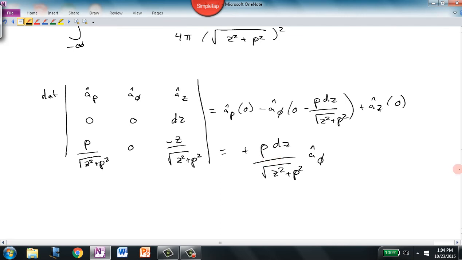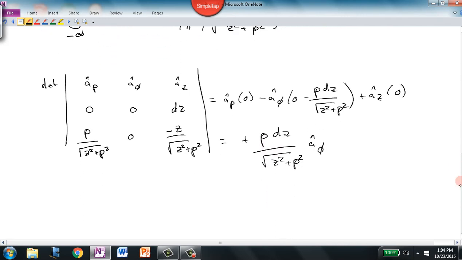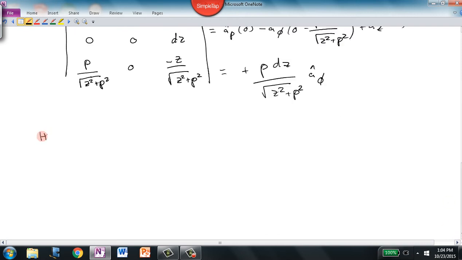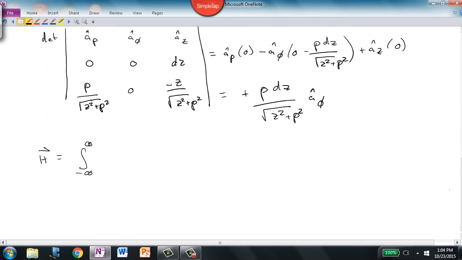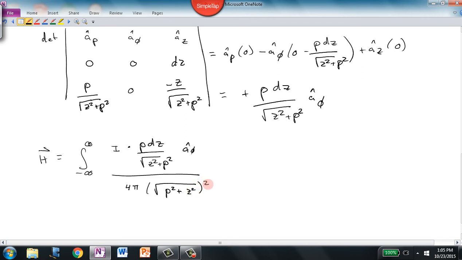What we need to do is take the result of our cross product and stick it back up into this integral. And so H, the magnetic field strength at any point in space, is now just equal to the integral from negative infinity to infinity of I times the result of the cross product. So of I times rho dz over the square root of z squared plus rho squared, pointing in the phi direction. And the denominator didn't change, it's just 4 pi times the square root of rho squared plus z squared, squared.